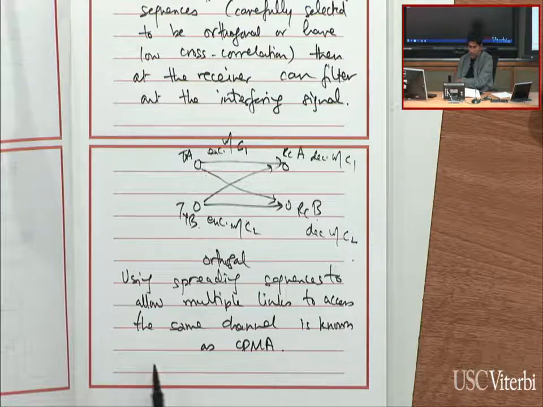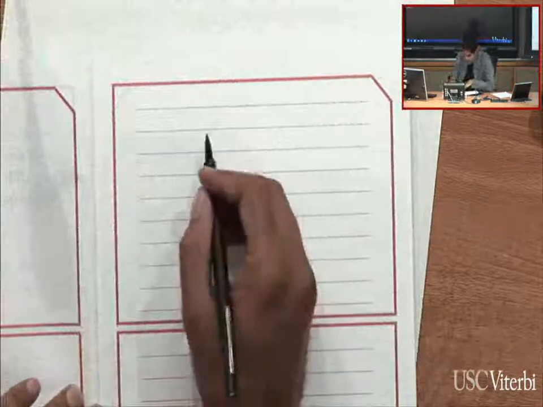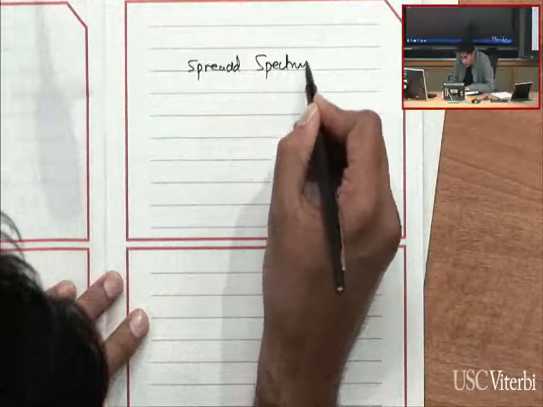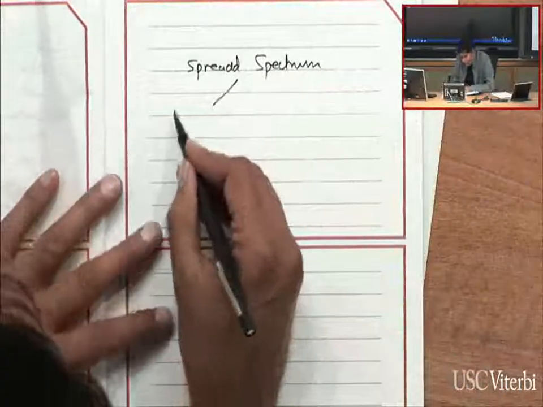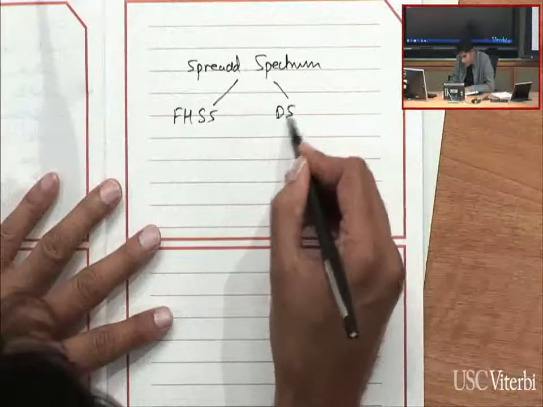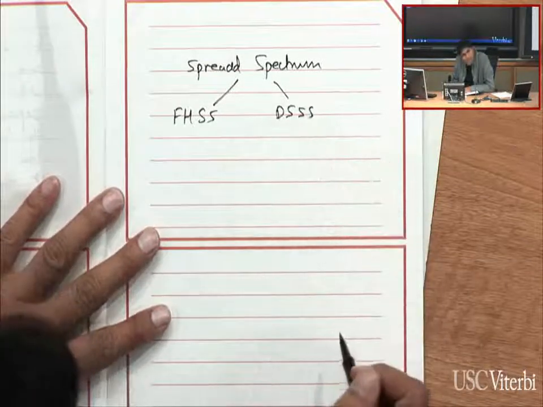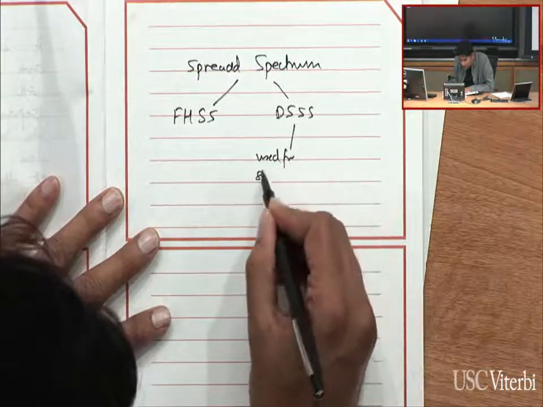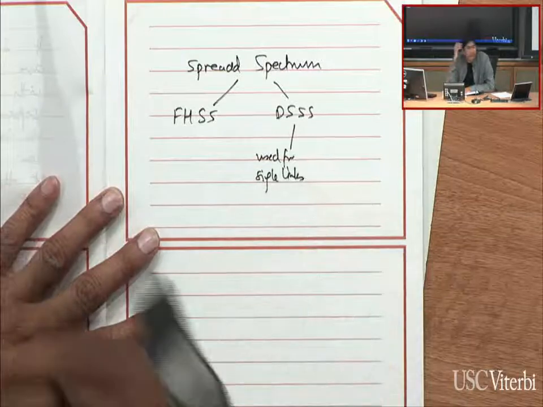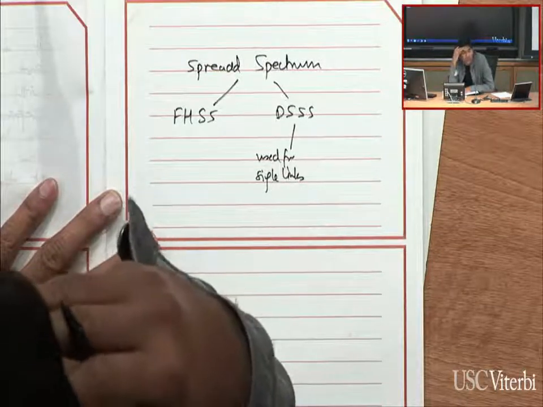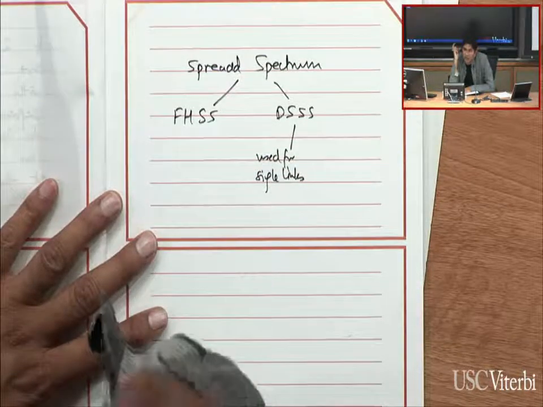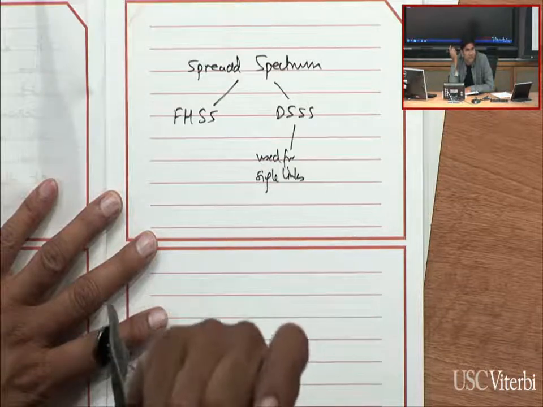Okay, so I want to make one thing a little bit clear. Spread spectrum is a broader term. It applies to both frequency hopping spread spectrum as well as direct sequence spread spectrum. This can be used for single links. For example, although we're all starting to replace them now, probably all of you are old enough to have had a cordless phone at some point in your homes. A cordless phone often uses direct sequence spread spectrum. It's just a single link.